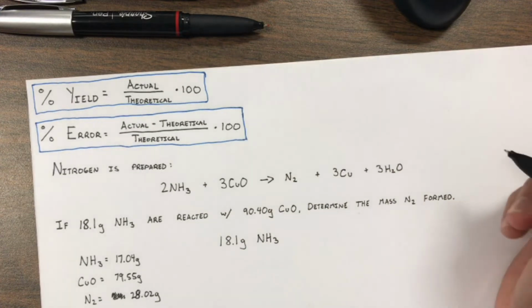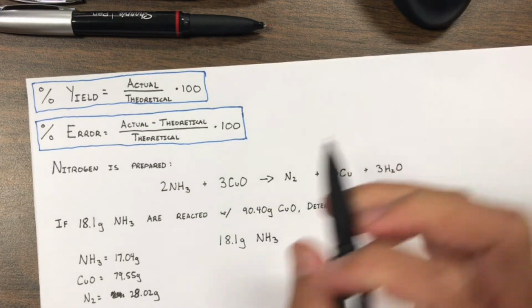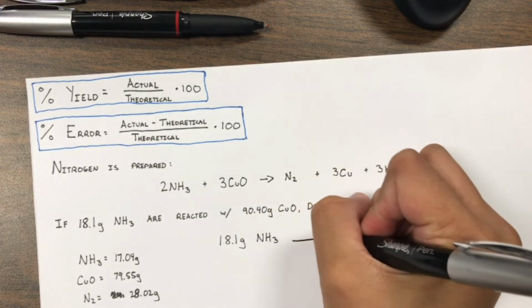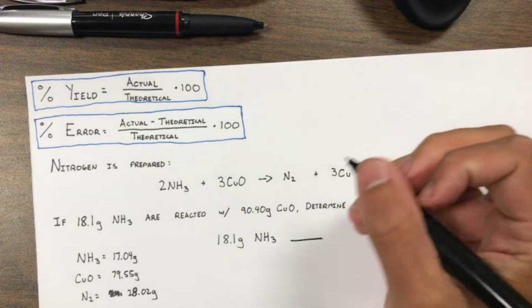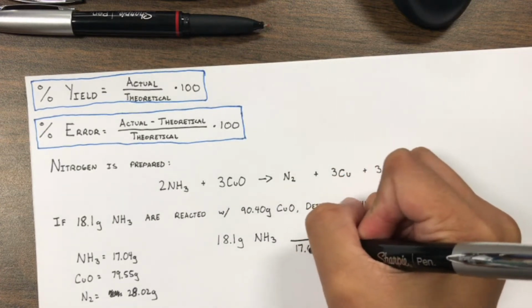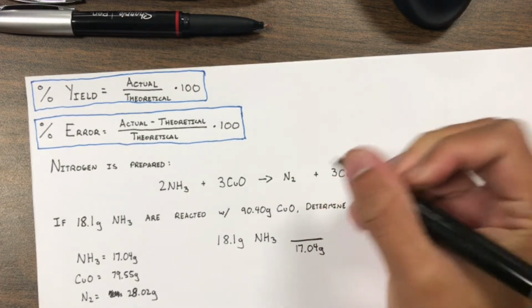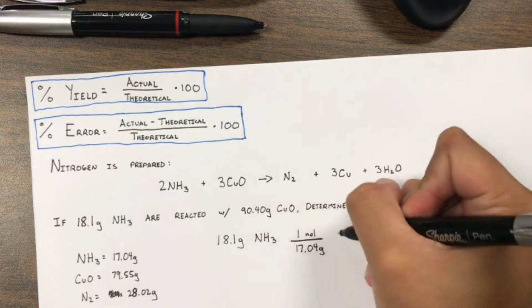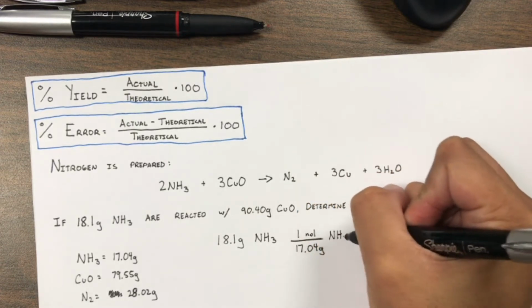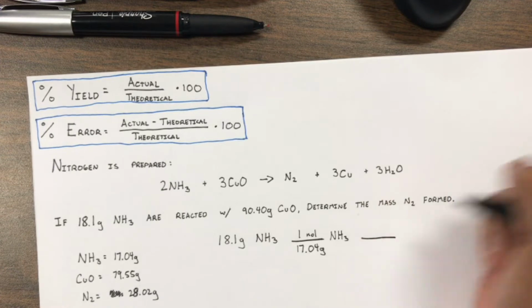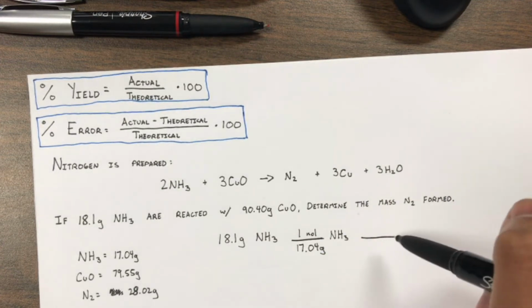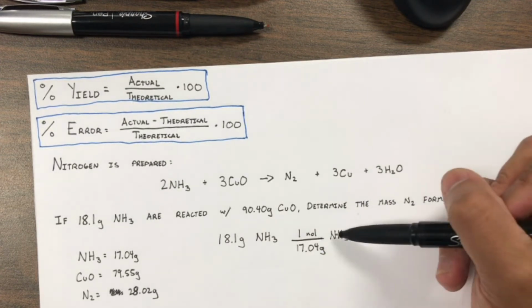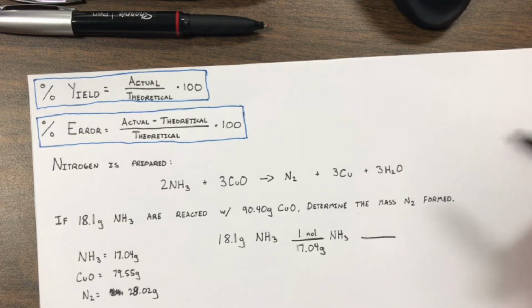So let's take a look. We have 18.1 grams of ammonia. We need to make this into moles. So there are 17.04 grams for every 1 mole of ammonia. And then we need to use the mole ratio to go from moles of ammonia to moles of nitrogen.